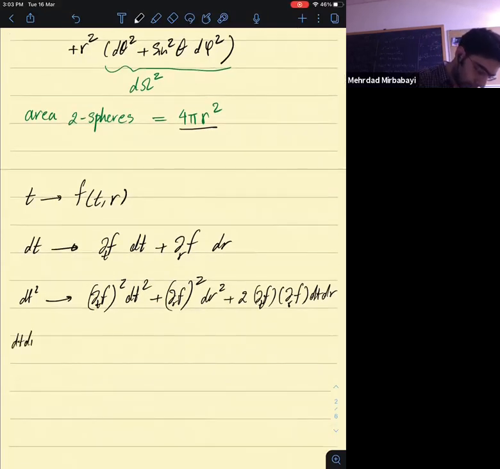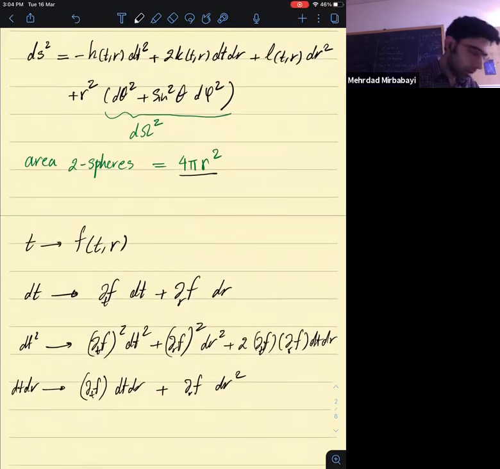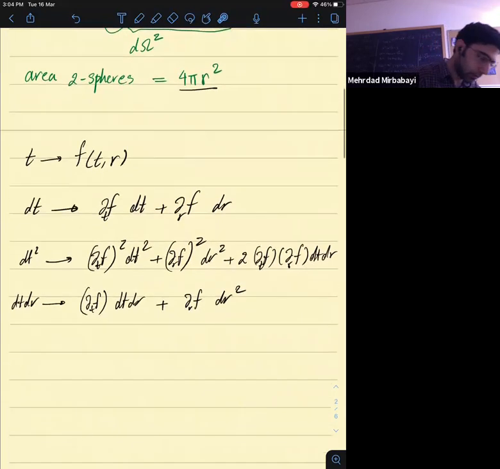Then we have dt dr that goes to dt of f times dt dr plus dr of f times dr squared. Now, I can make a good choice of this function f so that I eliminate this TR part of the metric. So how do we do that? If I plug in these two expressions in here and then require that the coefficient of the dt dr vanishes, then I will get the following equation.